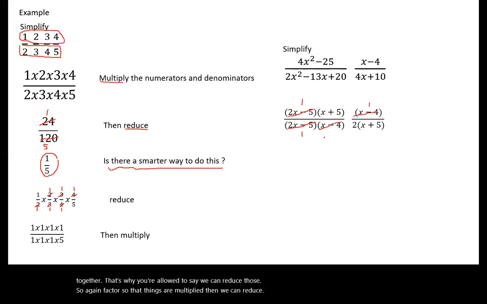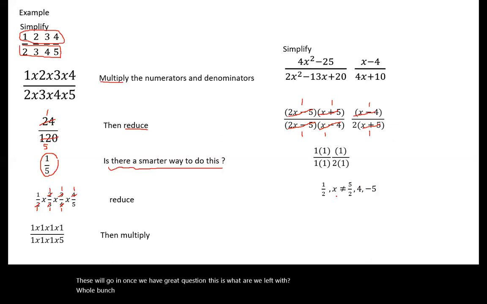Those will go in once. These will go in once. What a great question this is. What are we left with? A whole bunch of 1s and a 2, so our final answer is a half.